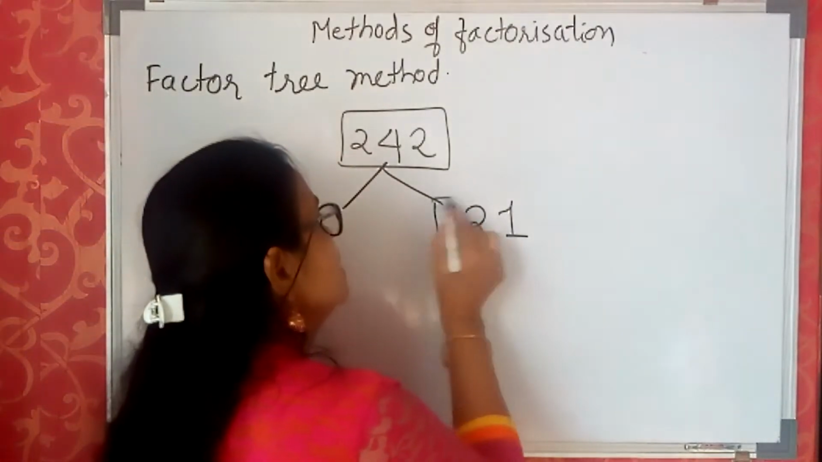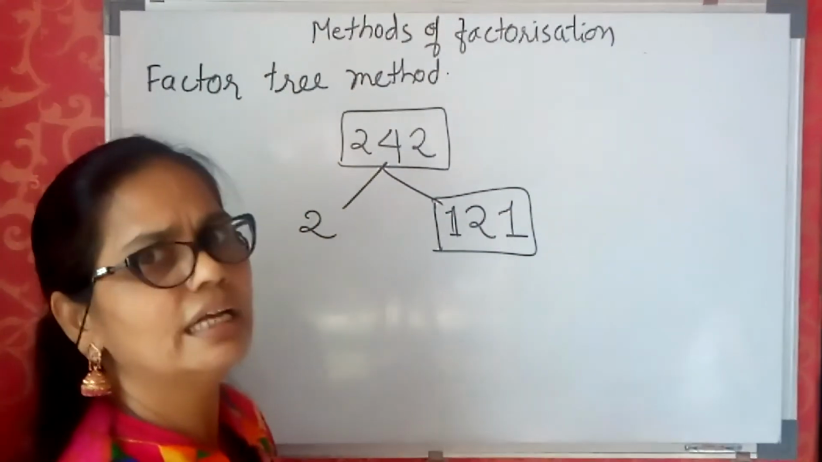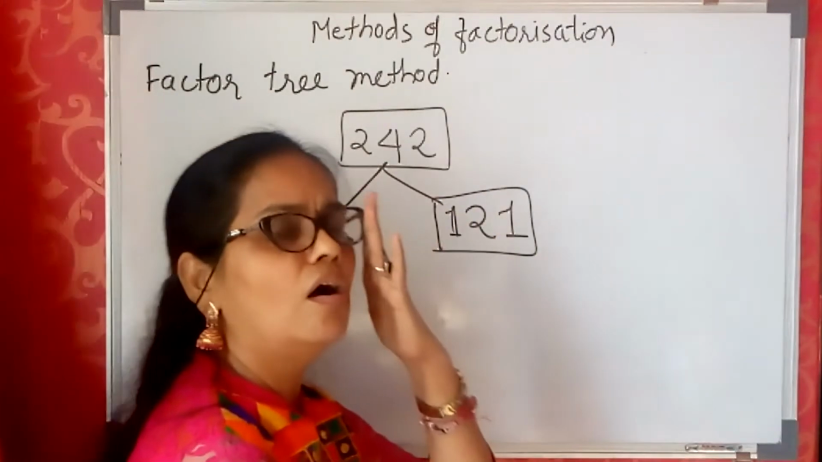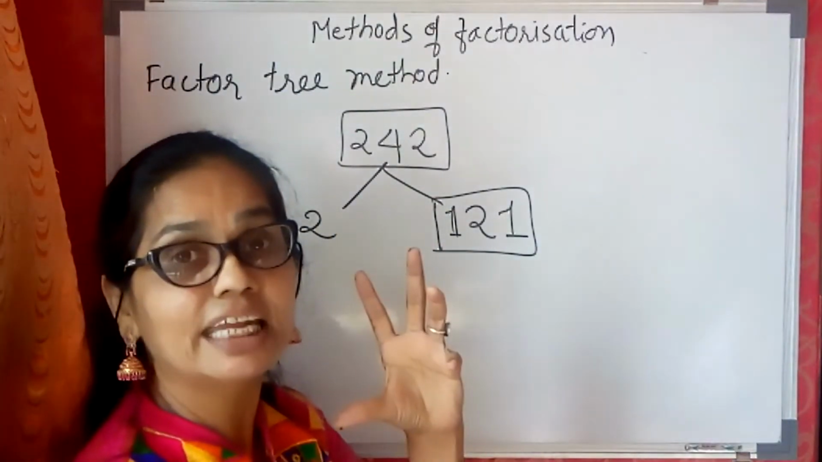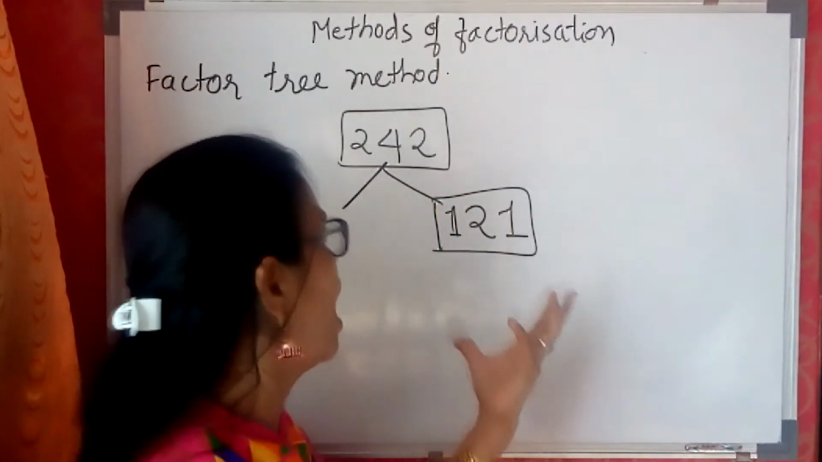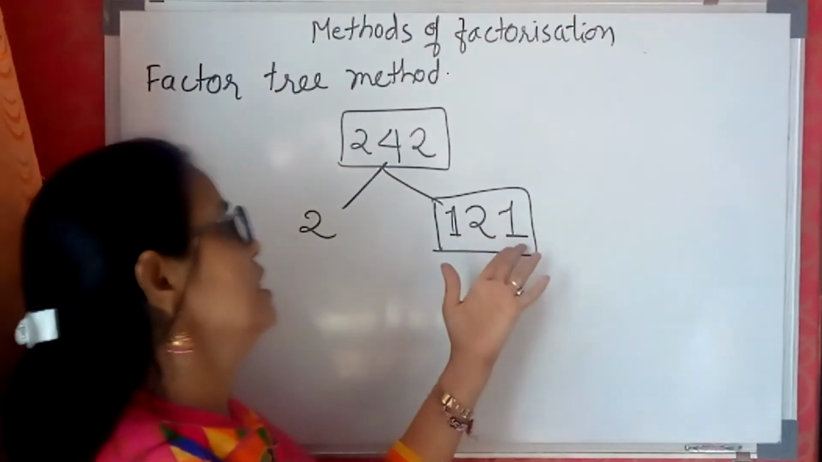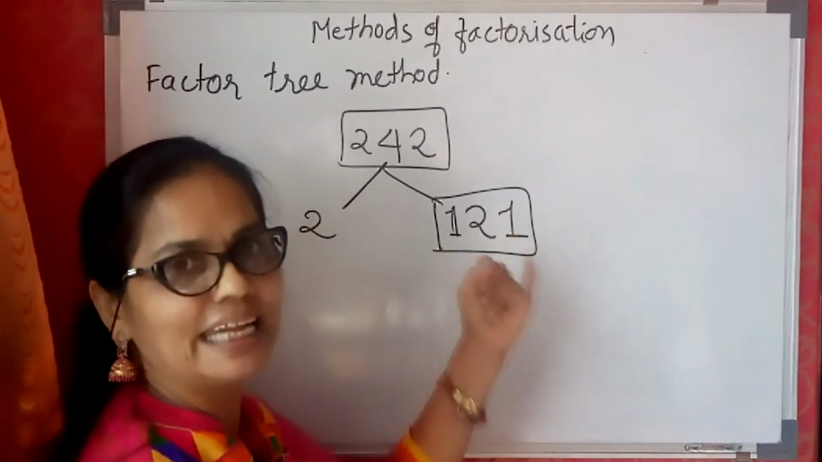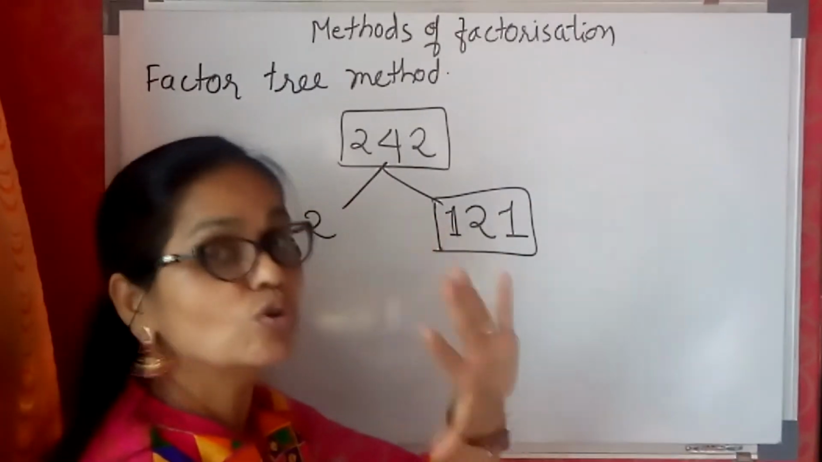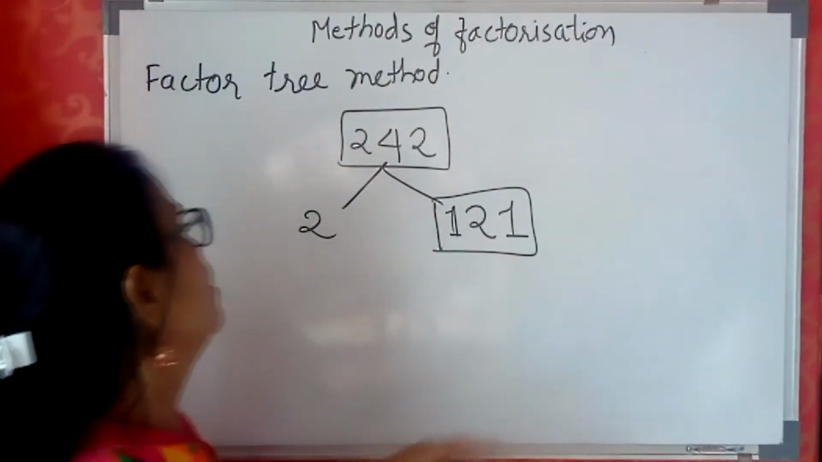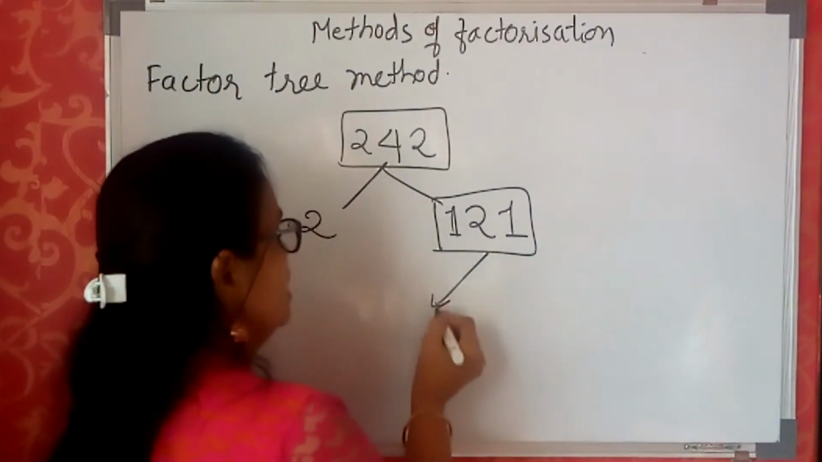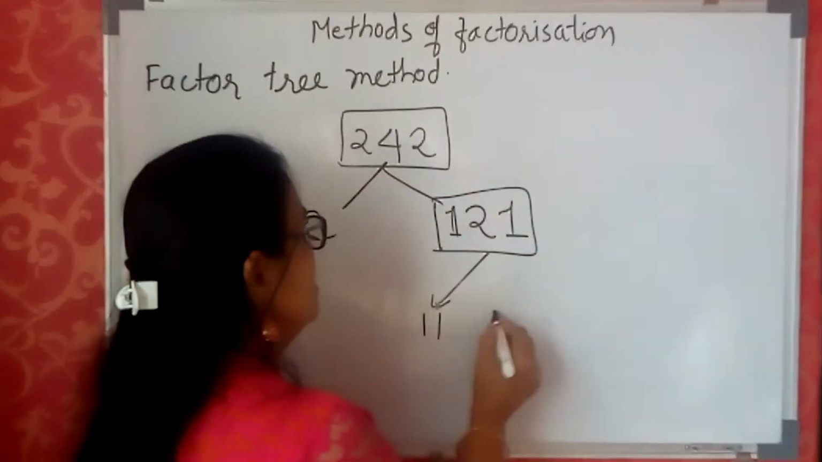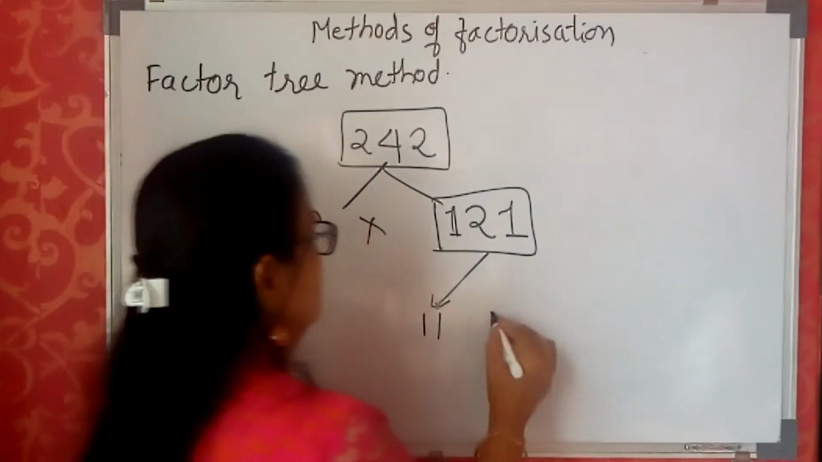I am getting the number 121. Right? Now 121, you should recall, it comes in which table? It comes in the 11 table, 11 elevens. Or else, it is an odd number, so divide by 3, 5, 7. You should know the divisibility, right? So 121, 11 elevens.